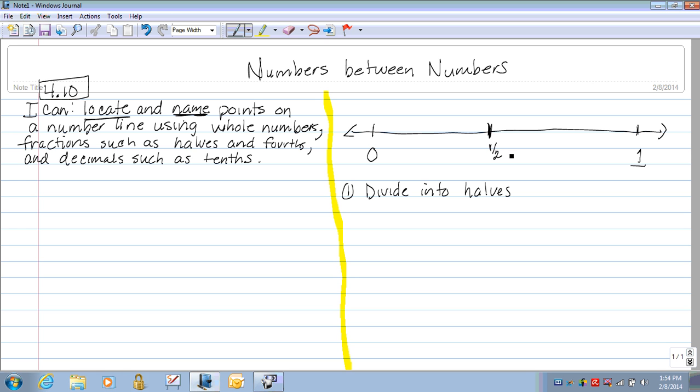If I then ask you to divide this number line, the halves, into halves, well, if I have 0 and 1/2 and I divide that in half, that would be 1/4. This would be 2/4, and then I would divide this in half, and that would be 3/4.